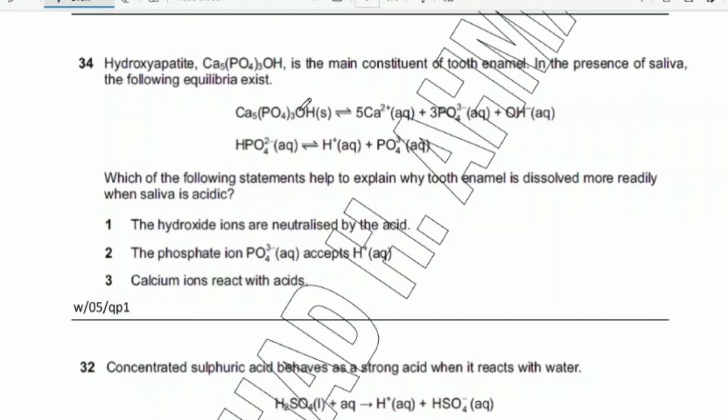Is it number 2? What about the first one? If the conditions are acidic, the hydroxide ions are neutralized, right? So the OH ions decrease. Where would the equilibrium shift? Towards the right. So it's going to dissolve, right? So when the conditions are acidic, that's one of the reasons why it's going to dissolve, right?